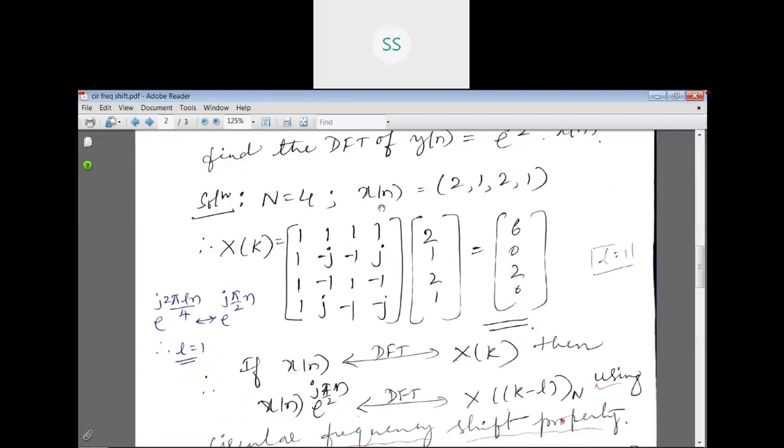So first let us find the DFT of x of n. So this is 2 1 2 1. I am finding out x of k. So this is our matrix. So I will apply 2 1 2 1 to this matrix. 6 0 2 0 is the solution.